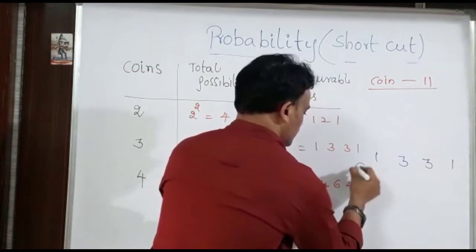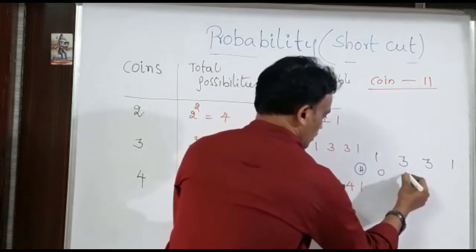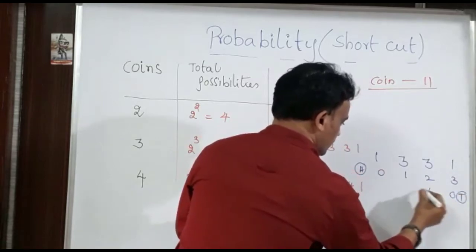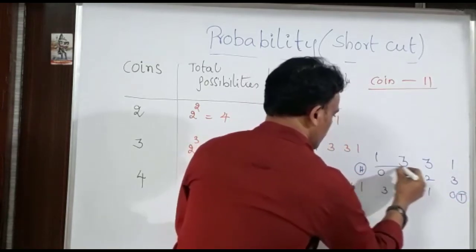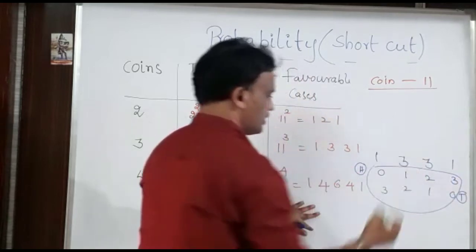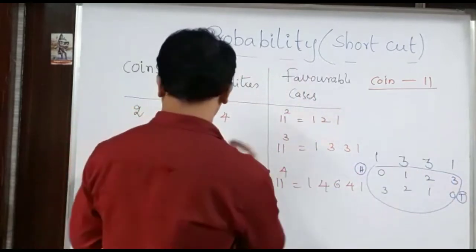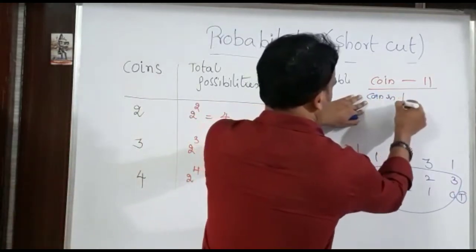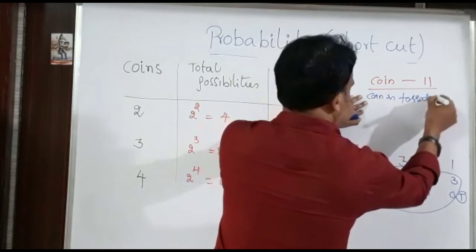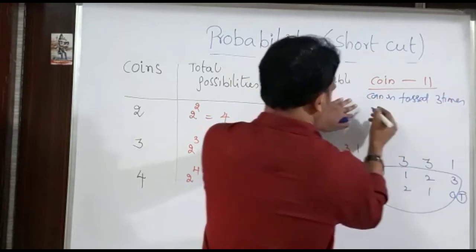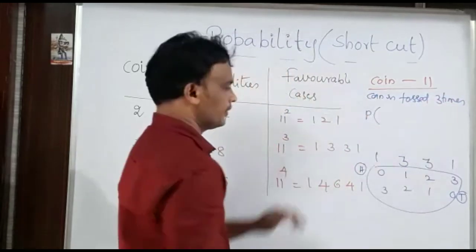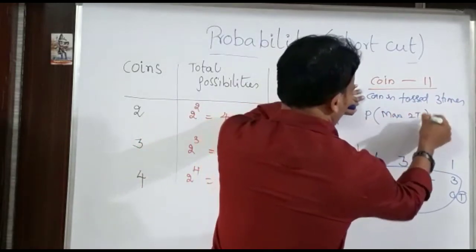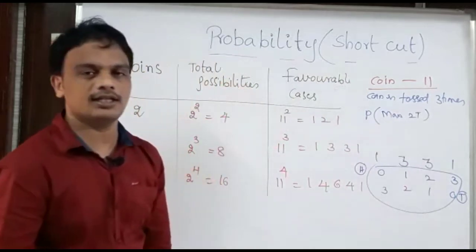So for head you can write the possibilities like this: 0, 1, 2, 3. For tail: 0, 1, 2, 3. Yes, these are all the possibilities. Now they can ask the question like this: when the coin is tossed 3 times, what is the probability of getting at most 2 tails?